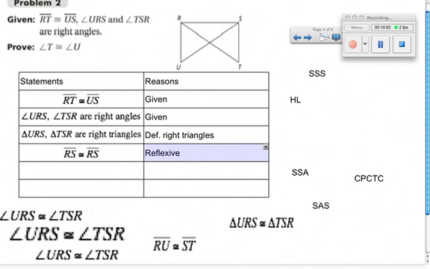I'm not telling you the answer because I don't know if they're... What is CPCTC? You can ask it to them. Corresponding parts of the congruent triangles are congruent.